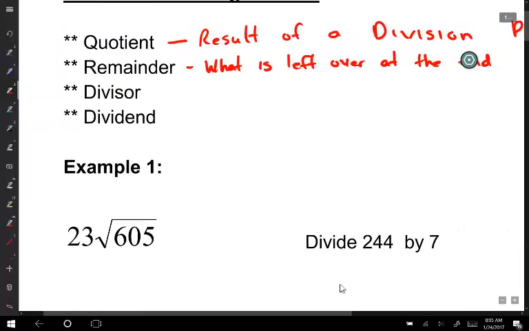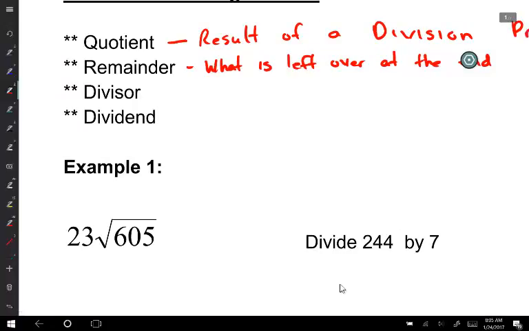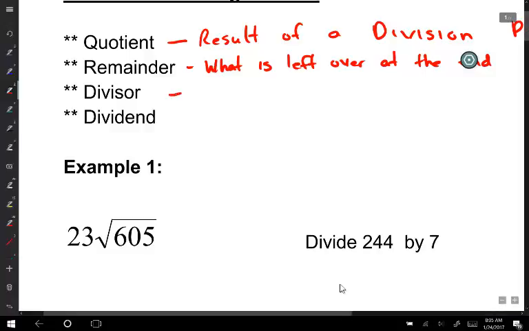Okay. What's the divisor or the dividend? I'll give you a hint. 23 is one of them and 605 is the other, but which is which? Take a guess. What's divisor? Which one's the divisor and which one's the dividend? 23 is the divisor. Yes, yes. So the divisor is the number you are dividing by.